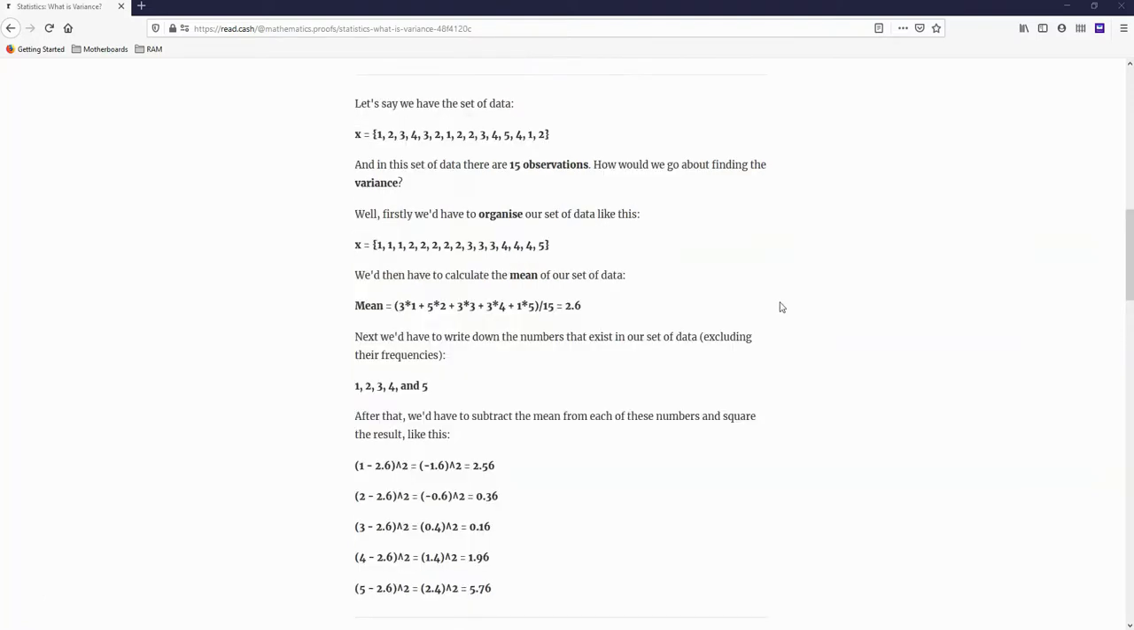it. So let's say we have the set of data 1 2 3 4 3 2 1 2 2 3 4 5 4 1 2 with 15 observations because we have 15 numbers. How would we find the variance?